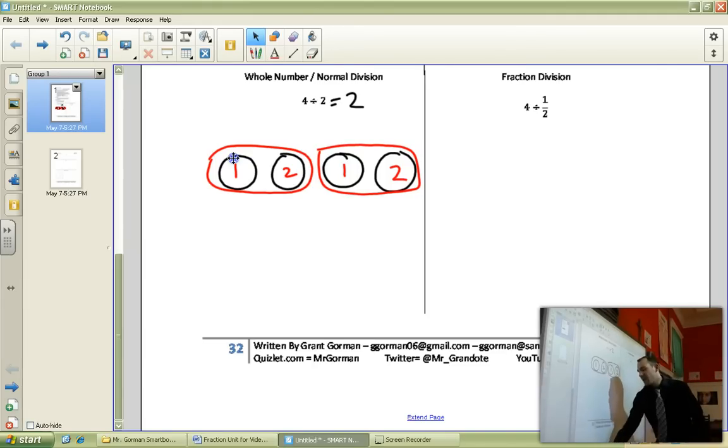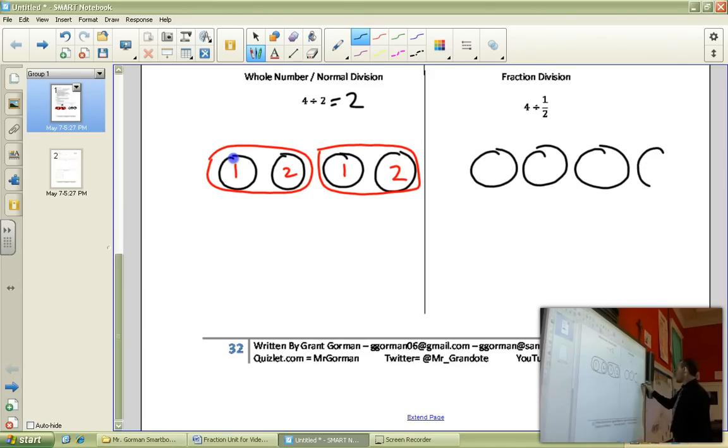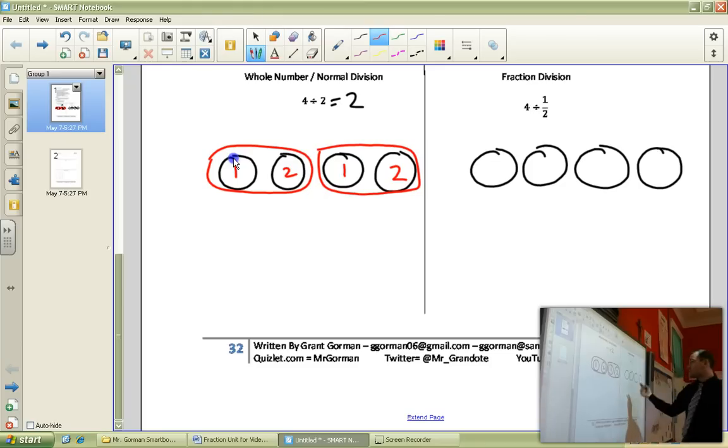Now let's look at the same problem, but instead of a divisor of 2, we're going to have a divisor of 1/2. Interesting. So as I get my circles up here, remember now, we're not trying to break it up into groups of 2, we're trying to break it up into groups of half. So in order to do that, we need to cut our circles in half. So we just want a group of half. Now, this is a half, that's a half, that's a half, okay, we get it.